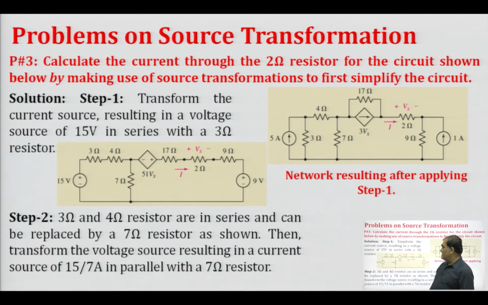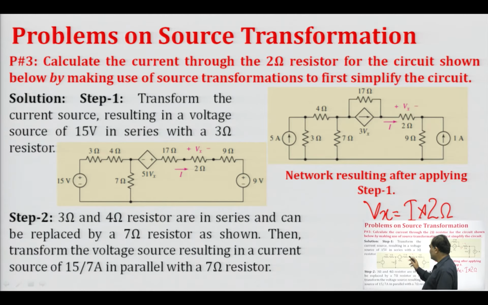Another example contains a dependent source. So, we can again use this transformation. Now, this dependent voltage source has a value of 51 V_x, where V_x is the potential drop across this 2 ohm resistance. So, what we can do is write V_x equals the current through this resistance I into 2 ohm. Okay. So, we have replaced V_x, the dependent term here, by the current through this network.